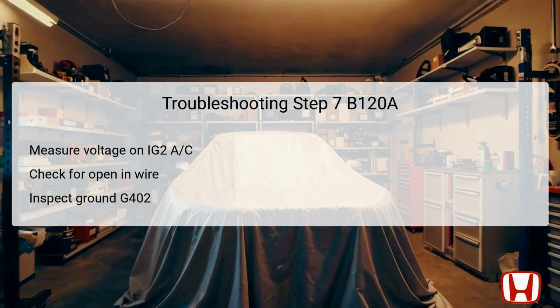wire. Should the wire be okay, inspect ground connection G402, as poor grounding can lead to issues in the climate control unit's performance. Conversely, if no voltage is present, you will need to repair an open in the IG2 AC wire to resolve the communication issue indicated by DTC B120A.